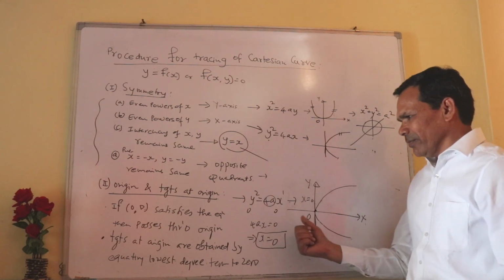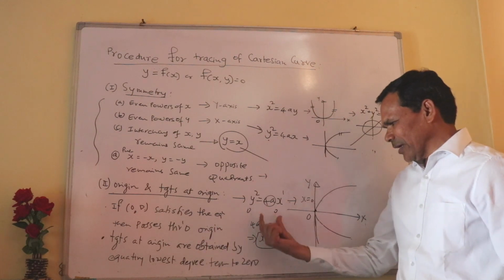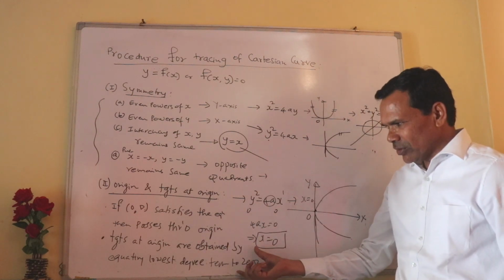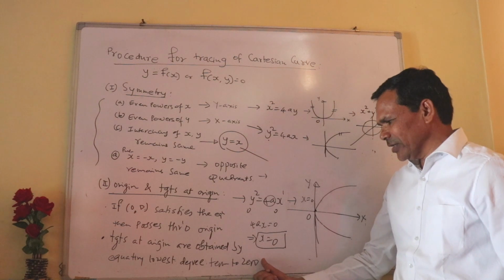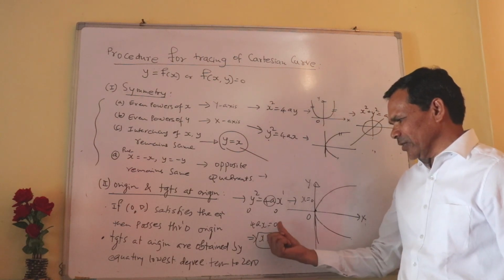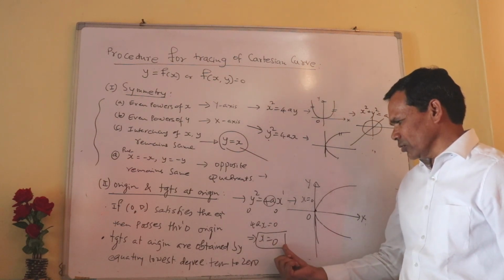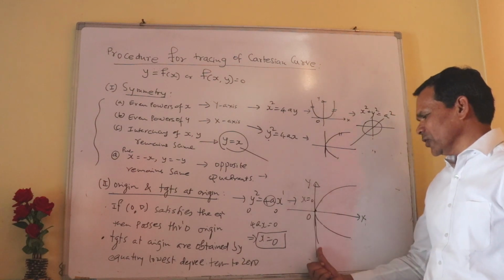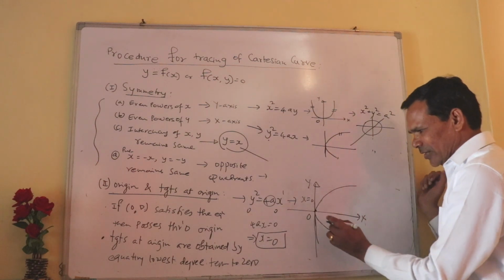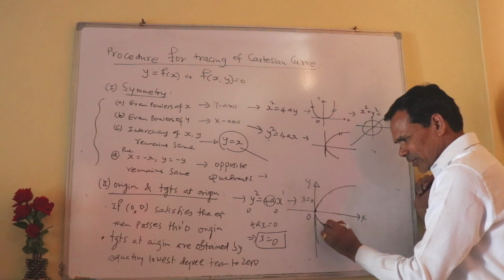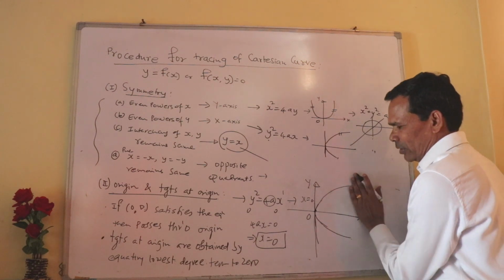So this is the way: this passes through origin, and the tangent at origin is obtained by equating the lowest degree term to 0. The lowest degree term is 4ax, x is equal to 0. x is equal to 0 means y-axis. This is the tangent if you observe here. So this is the tangent at origin to this particular curve.